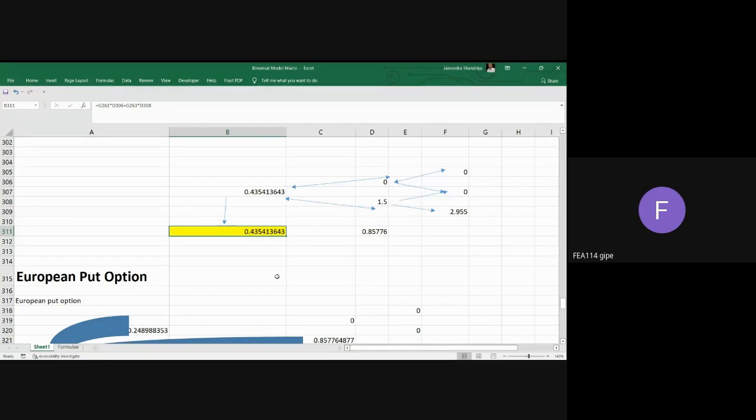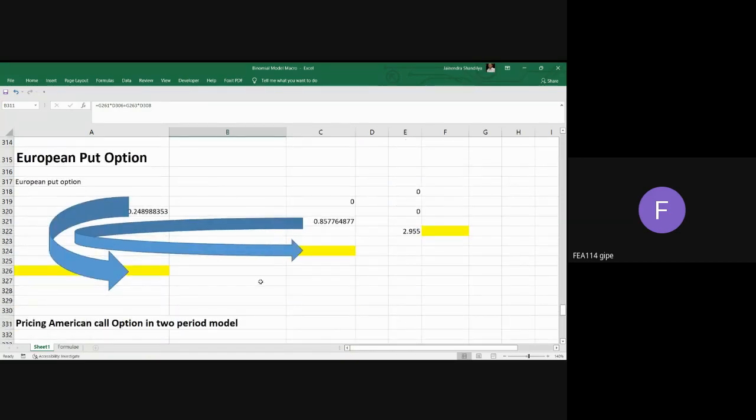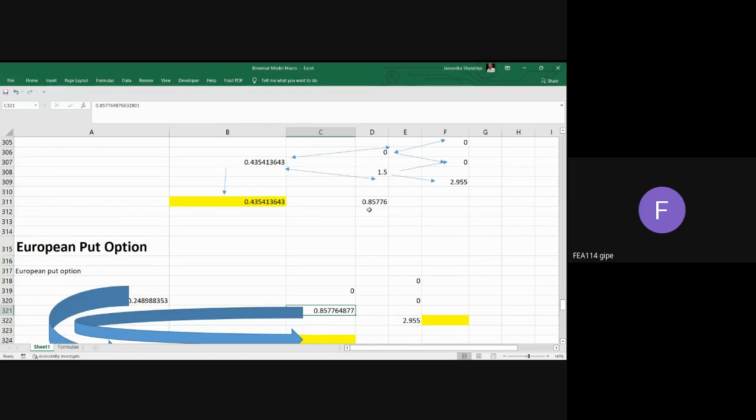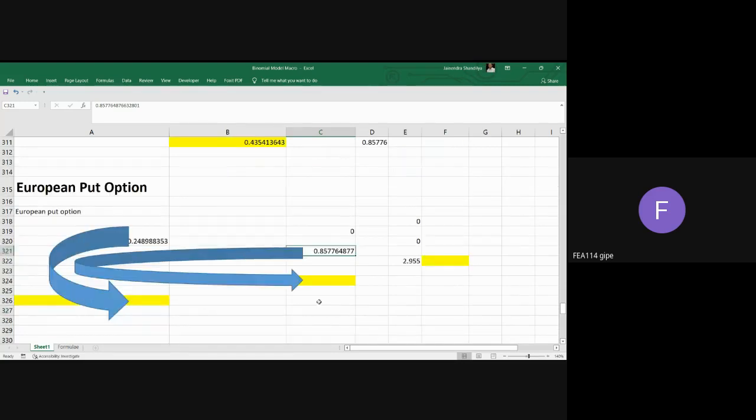And in case of the European put option, as you can see, this is the value that I calculated. If you remember, this is the value that I calculated. The same value is calculated. And if this is the value and this is the value, then what should be the value? So let me calculate once again. What is the European put value?